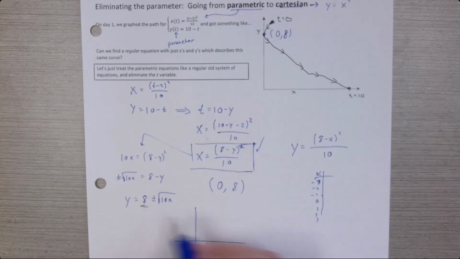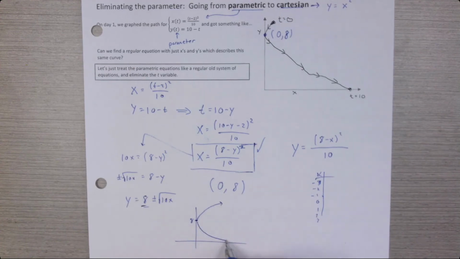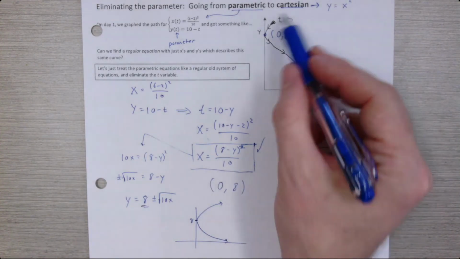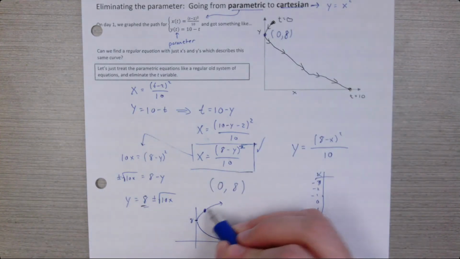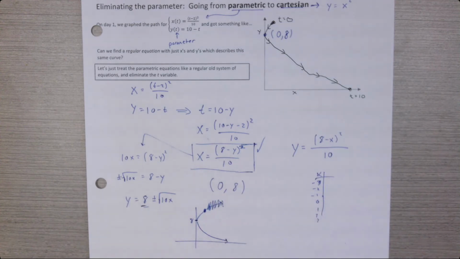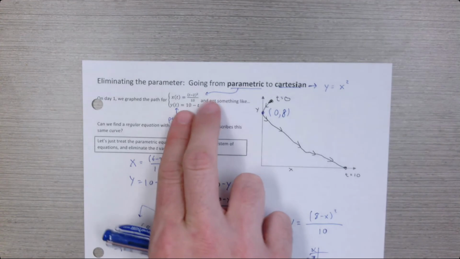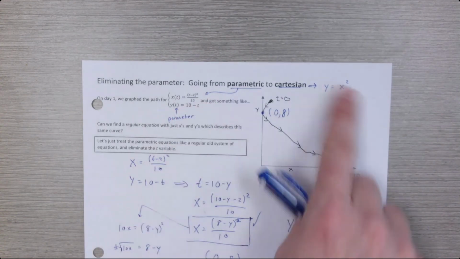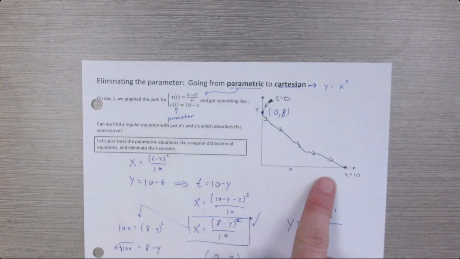So the 8 is me having shifted the y value up by 8. And then I've got plus or minus a square root. So the positive square root would look like this. The negative square root would look like that. And that's exactly what we have up here. It's just that with the restriction on t, we cut it off here and we didn't look at this piece of it. So the main lesson here is solve the system to eliminate t, and that will give you a Cartesian equation which describes this curve.